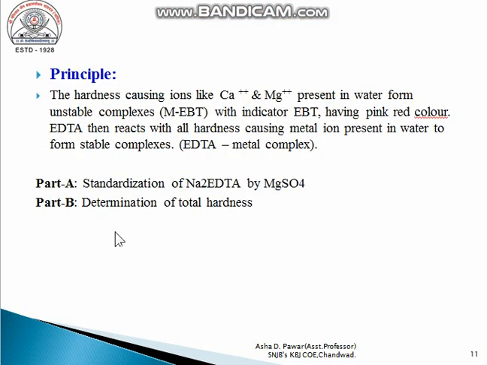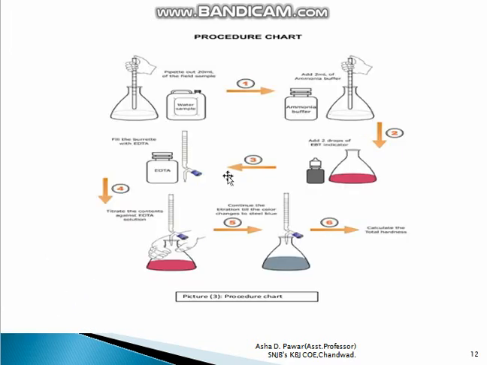So hardness estimation using EDTA takes place in two parts. The first part is the standardization of EDTA by using magnesium sulfate or zinc sulfate, and the second part is determination of total hardness of the given water sample. So what is exactly the procedure? This is the diagram or chart that indicates the procedure.